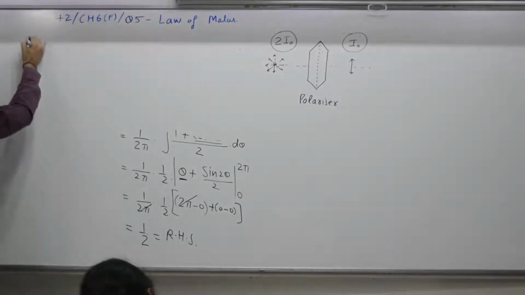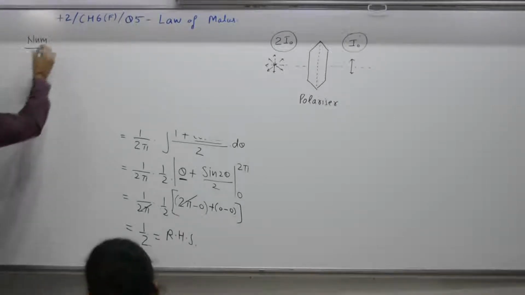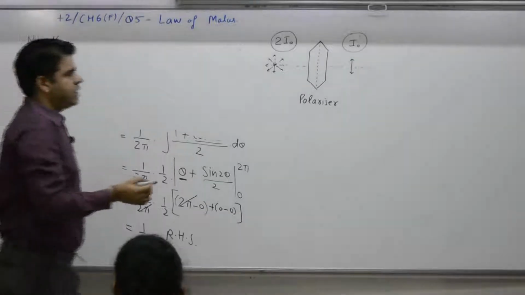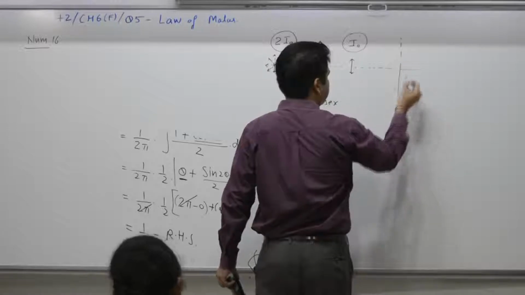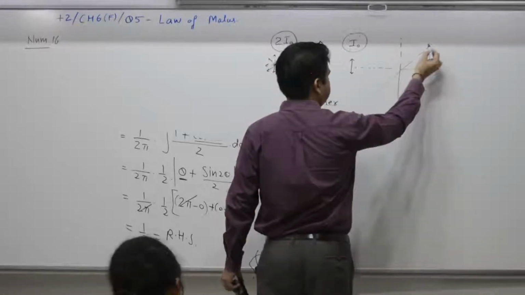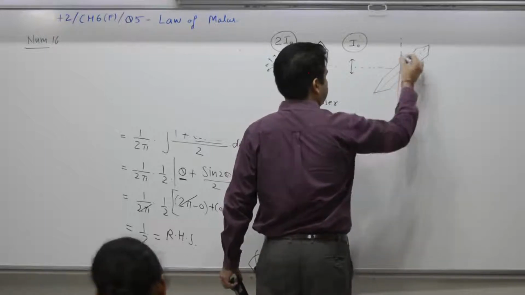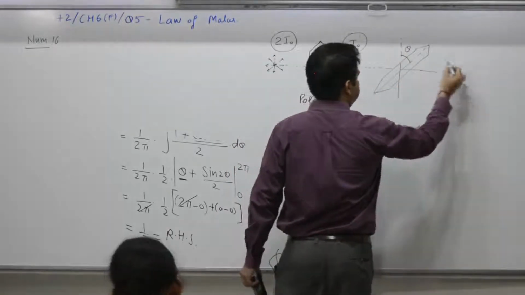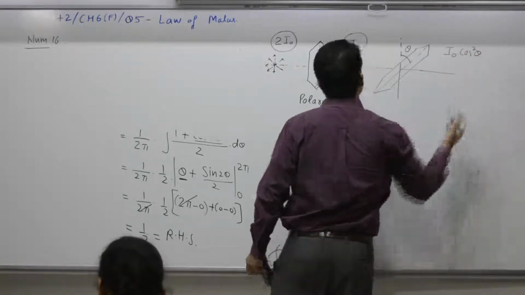Now we refer to the numerical part. Numerical number 16. For all numericals of this part, you need to draw this diagram. Angle between the two is theta. Energy here is I naught cos square theta.